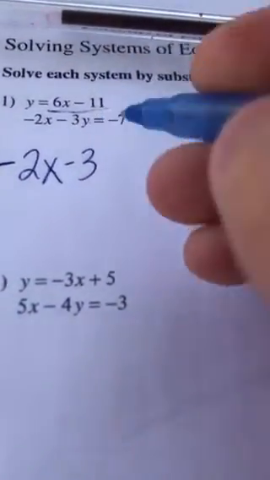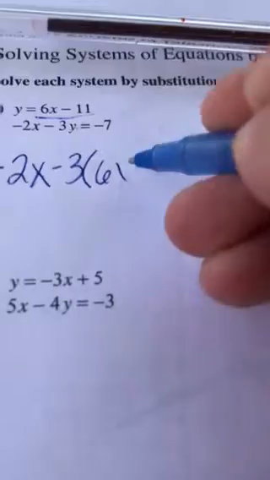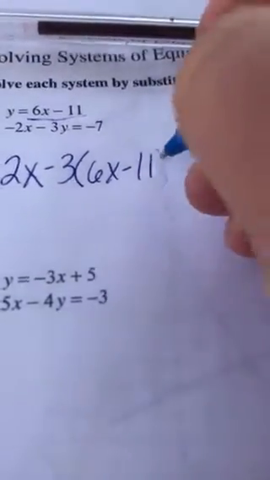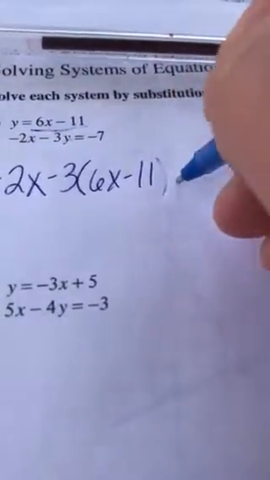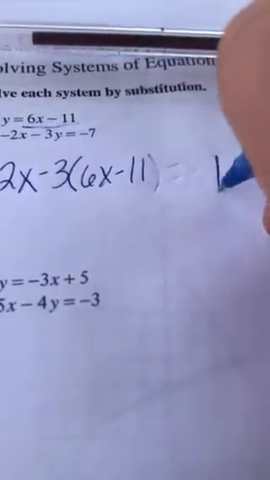Remember, we're not going to use the y here. Instead, we're going to replace it with 6x minus 11. And then we are going to finish our equation equals negative 7.